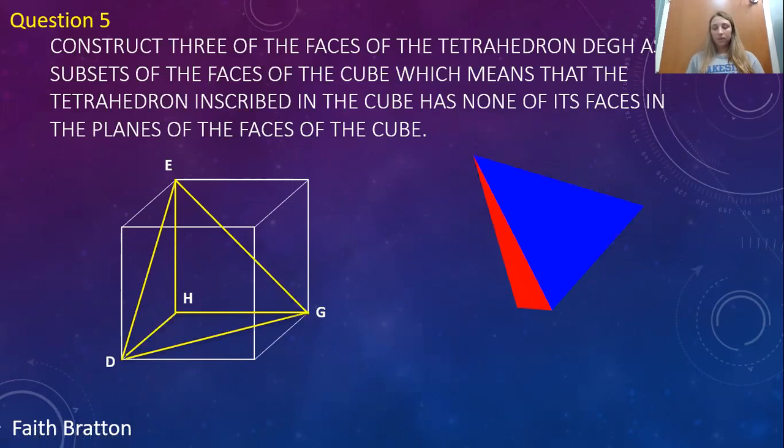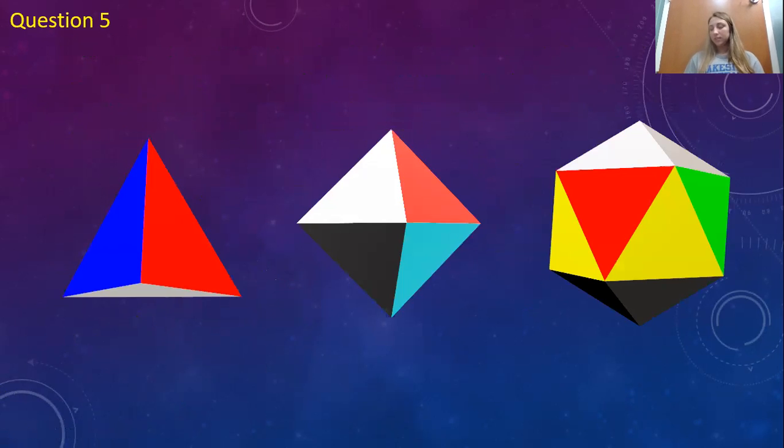Okay. For question 6, we must know what a tetrahedron, an octahedron, and an icosahedron are. Okay, a tetrahedron is the first one right here, the red, blue, and white. A tetrahedron is a polyhedron that is also identified as a pyramid. It is made up of 4 equilateral triangles. All the sides are equal, and there are 4 vertices.